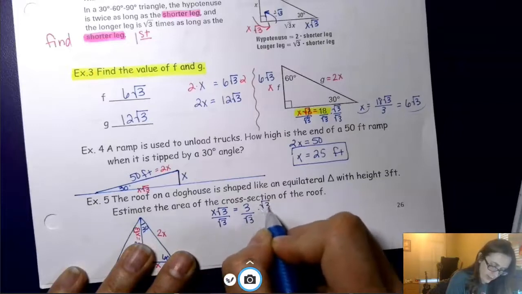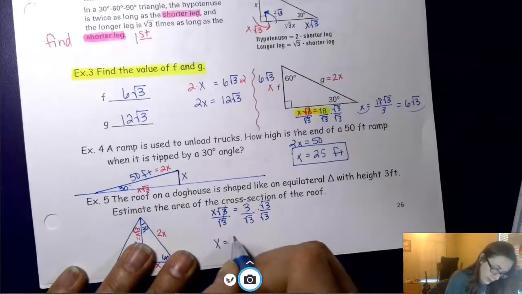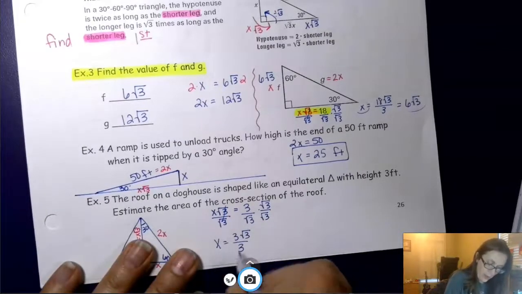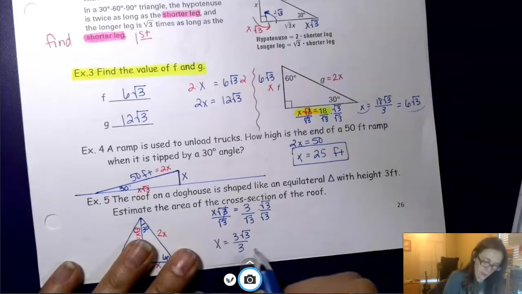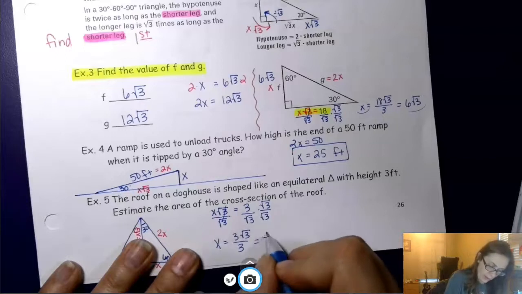Rationalize the denominator. I end up with x equals 3 root 3. Root 3 times root 3 is 9. Square root of 9 is 3. Those 3's are going to divide. Remember, the 3's that are outside the radical, not the one inside. The 3's outside will divide out, giving me a value of root 3.